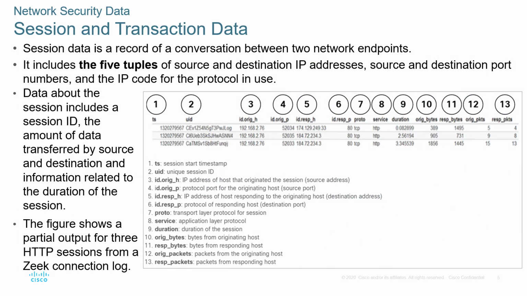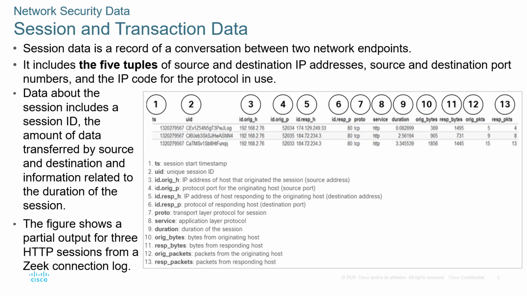So here we have a typical session and transactional data log. We have multiple fields. The first is our session start timestamp. After that, we have our unique session ID. After that, we have the IP address of the host, and then the port of the host. Then we have the IP of our responder, and then the destination or responding port.